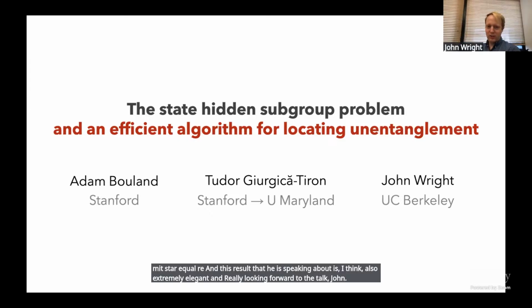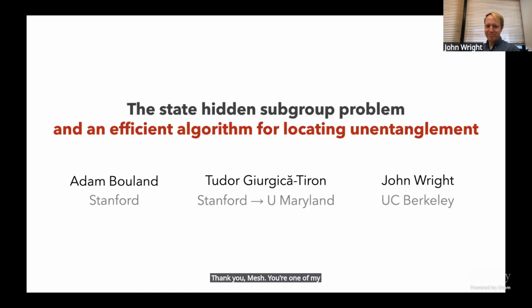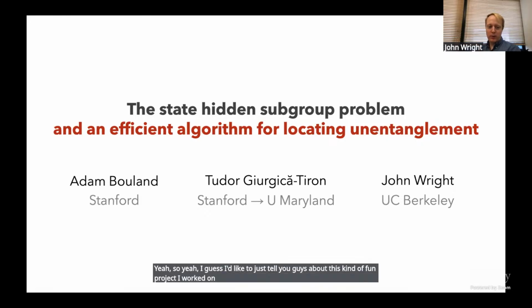Thanks, Umesh. You're one of my favorite colleagues here too. Thank you. Yeah, so I'd like to just tell you guys about this kind of fun project I worked on last year with Adam Bouland and Tudor Giurgica-Tiron. It's about this state hidden subgroup problem and an efficient algorithm for locating unentanglement.